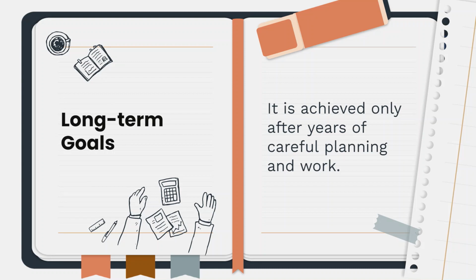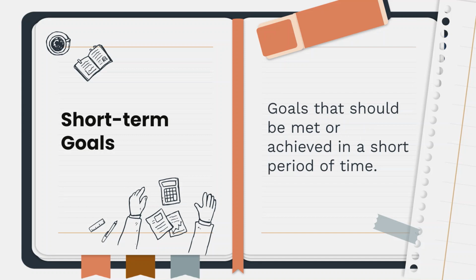You must carefully consider each of the steps involved. An example of a long-term goal can be what and who do you want to be in the future. Short-term goals are goals that can be met or achieved in a short period of time. An example is getting a high score on a quiz.